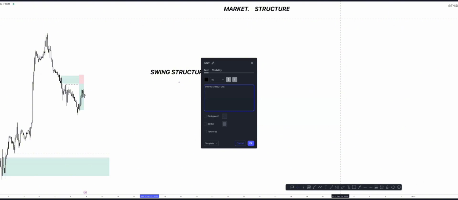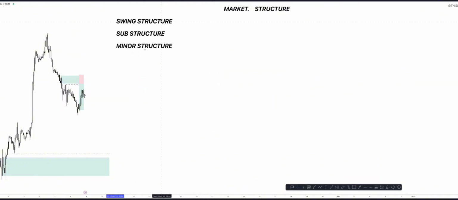Substructure. And the minor structure. Thank you, guys. Yeah, the most important one actually is the swing structure, yeah.